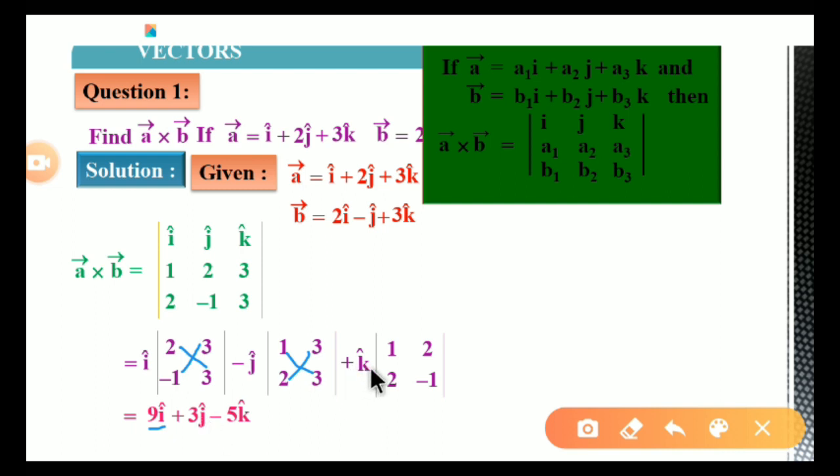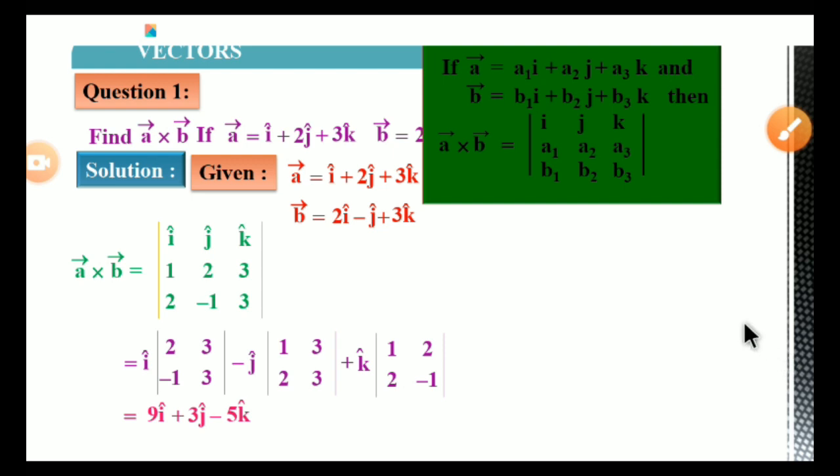And also we have k into 1 times minus 1, so it is minus 1, and minus 4, so minus 1 minus 4 becomes minus 5, so the answer will be 9i plus 3j minus 5k. So this is the value of a cross b. Now we will take the second question.